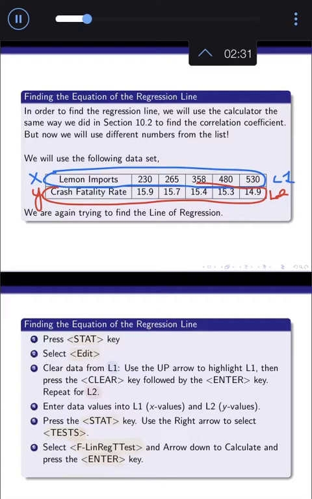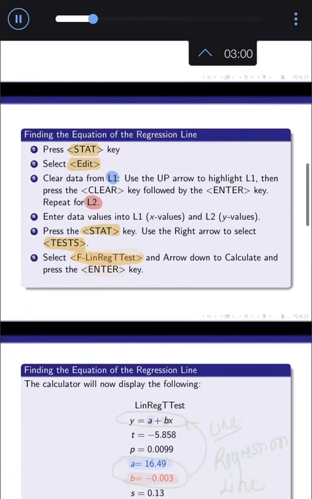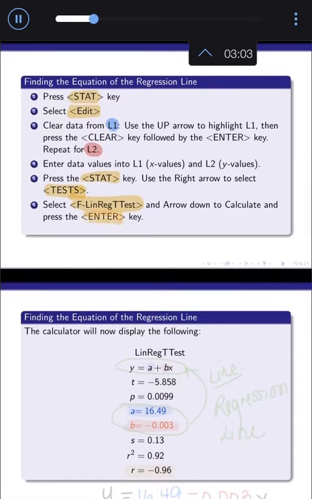How did we do that before? We hit our stat key, chose edit, and put all of the information from our first group into list 1 and our second group into list 2. Then we hit the stat key one more time, went over to test, and ran a LinRegTTest. We are going to do the exact same thing all over again. Nothing else is different. It's just what we take from the LinRegTTest that is different.